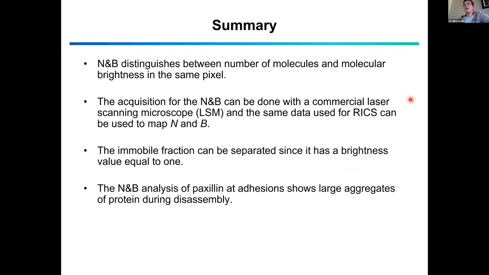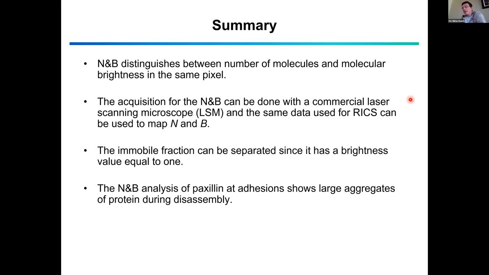So to summarize, number and brightness distinguishes between the number of molecules and molecular brightness in the same pixel. The acquisition of number and brightness can be done on laser scanning microscopes, including a commercial system, provided that you did the test to figure out if it's a true photon counting system or an analog system where you have to measure the correction factors. The other advantage is that you can actually analyze RICS data also with number and brightness. So it's kind of double purpose. You collect one data set and you can do both kinds of analysis.